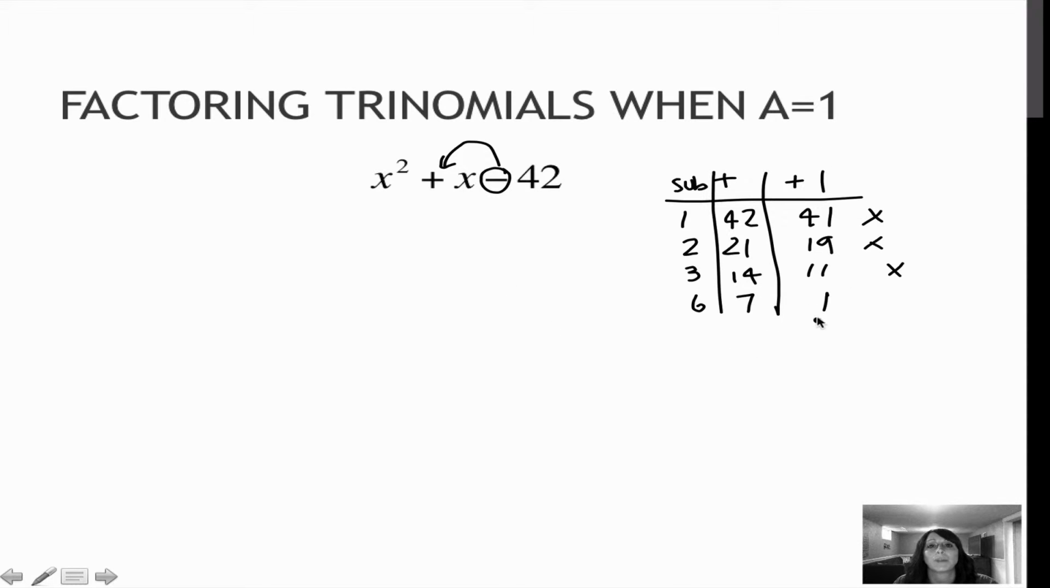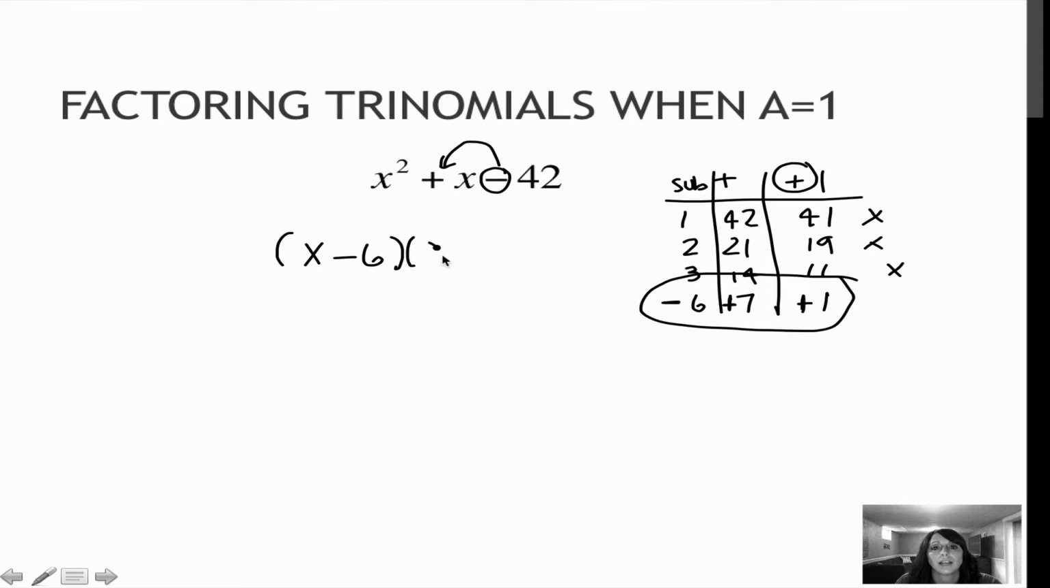Now here's where you need to pay attention to the signs. I need them to have a difference of positive 1, which means negative 6 and positive 7 would have a difference of positive 1. So that's what I'm looking for, the minus 6 and the plus 7. So when I factor, I'm using x minus 6 and x plus 7. Again, I looked for a difference of 1 rather than a sum. So always pay attention to this sign.